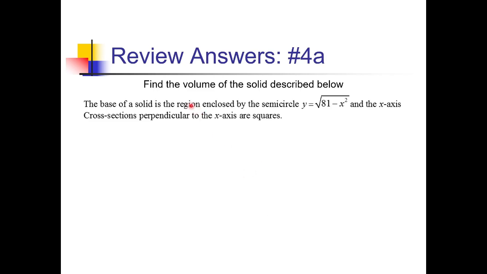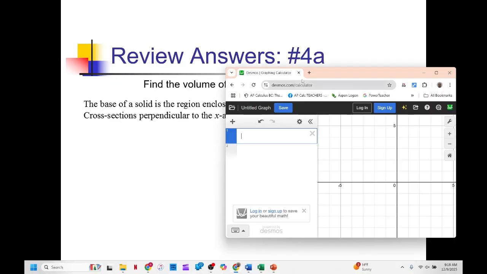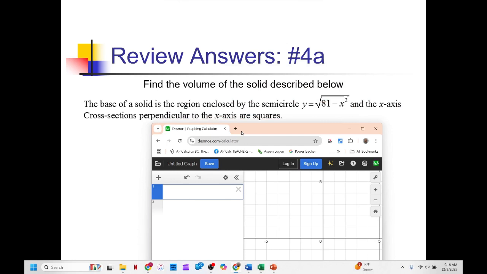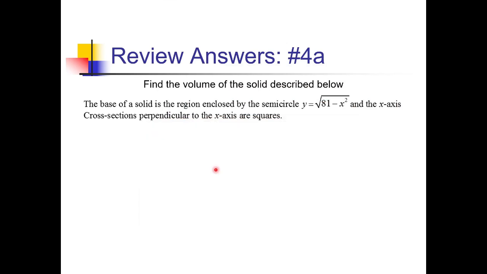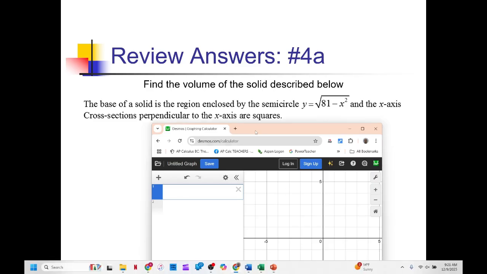For this problem, the base of a solid is the region enclosed by the semicircle y equals square root of 81 minus x squared and the x-axis. Cross-sections perpendicular to the x-axis are squares. We want the volume of the solid. Let me take a look on Desmos at the part that I'm graphing here, and I'll define f of x as square root of 81 minus x squared.